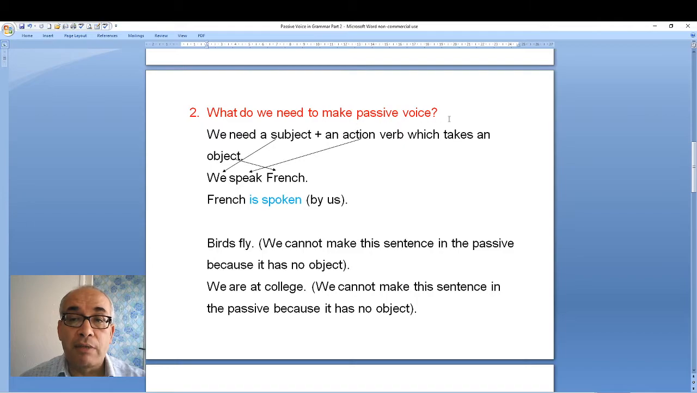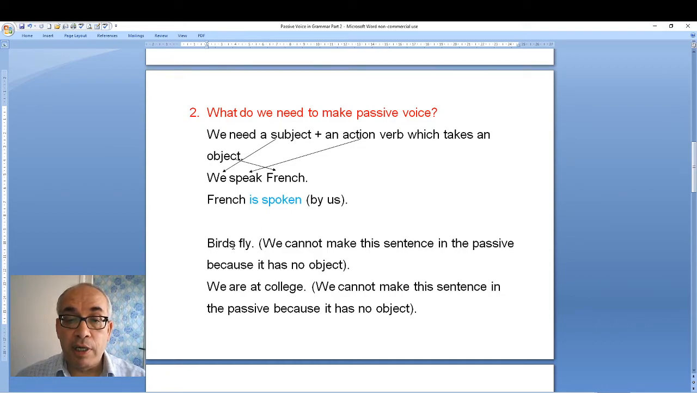What do we need to make passive voice? We need a subject, we need an action verb which takes an object. So, we speak French. We is the subject, speak is the action verb, and then French is the object. French is spoken by us. Is spoken, this is passive voice. This is verb to be. Spoken is a group 3 or past participle of the verb speak. By us, I can use it. It's okay. I can delete it.